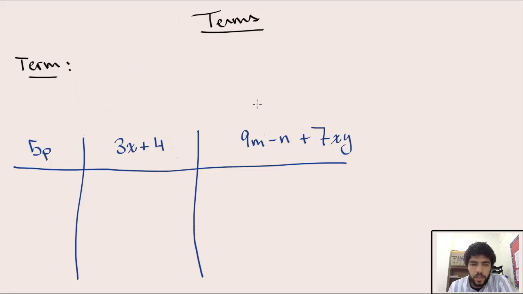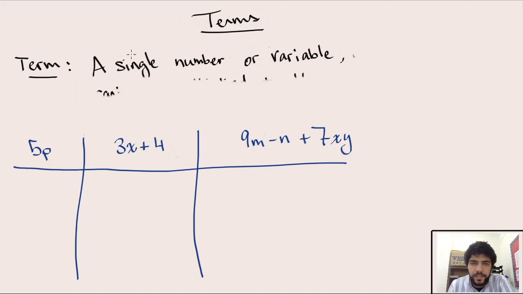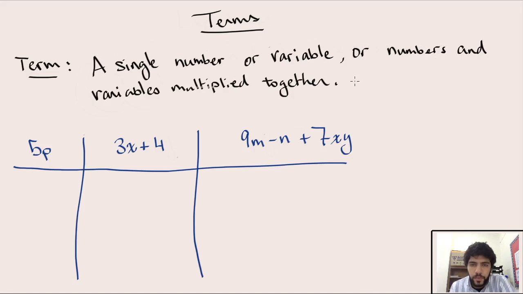Okay, let's get started. So first we want a definition of term. And I'm going to give you the definition, then we're going to discuss what exactly I mean by that. The definition I like is that a term is a single number or variable. So when you think of 5, 7, or x, that's considered a term. Or numbers and variables multiplied by each other. Okay? So again, if I just have 5 plus 4, 5 is a term and 4 is a term. If I have 5 times 4, then they're both just one term. So this is 2 terms, this is 1 term.